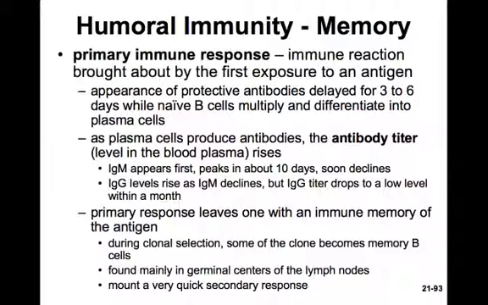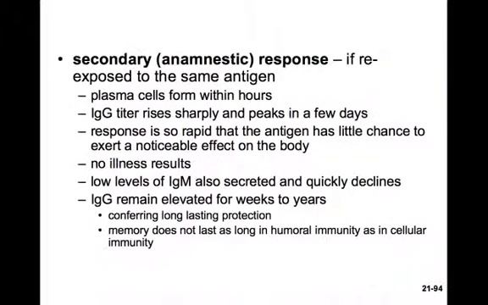Then we'll see a different kind of antibody level rise. But the IgG is what allows memory. The primary response leaves our immune system with an immune memory for that specific antigen. During the clonal selection, some of the clone become memory B cells. These are found mainly in the germinal centers of the lymph nodes, and they'll sit there until it's necessary for a secondary response. The secondary response is when we're re-exposed to the same antigen.